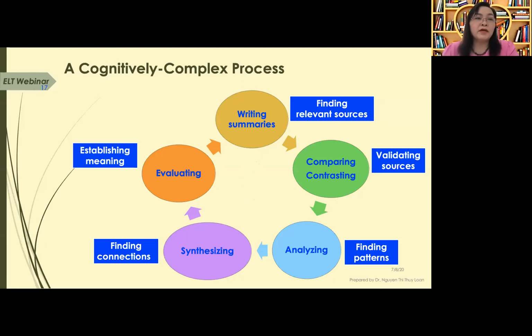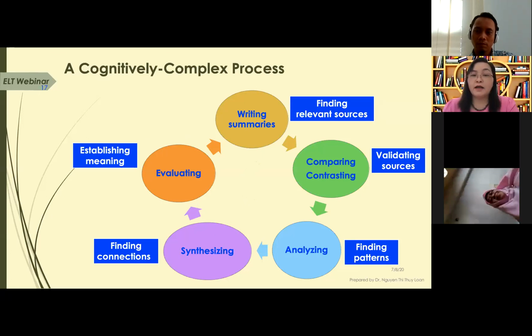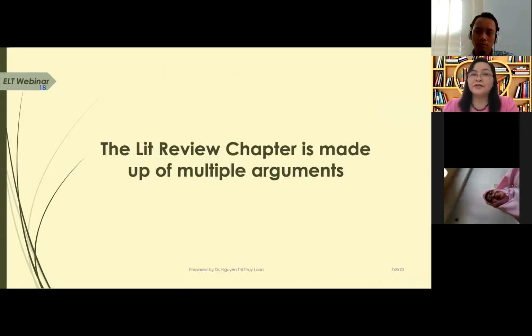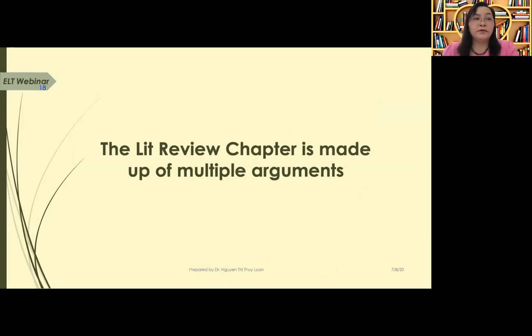It means that when you write the literature review chapters, what you are going to do is to argue for the reason for you to do the research, to argue for your theoretical framework you chose to follow, or argue for the research method you plan to use, adopt or adapt. So whatever you write in the literature review chapters are your arguments. Again, the literature review chapters consist of your multiple arguments, written with the intention of supporting what you plan to do in your research.